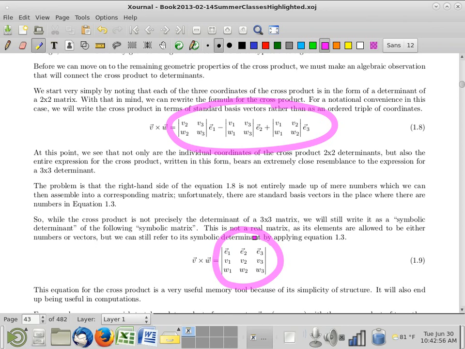Right? That E1, that's a vector. That's garbage. It doesn't make any sense. You can't make a matrix where the entries aren't numbers. The only matrices we know so far are matrices where the entries are numbers. Right? So this is a little sketchy.